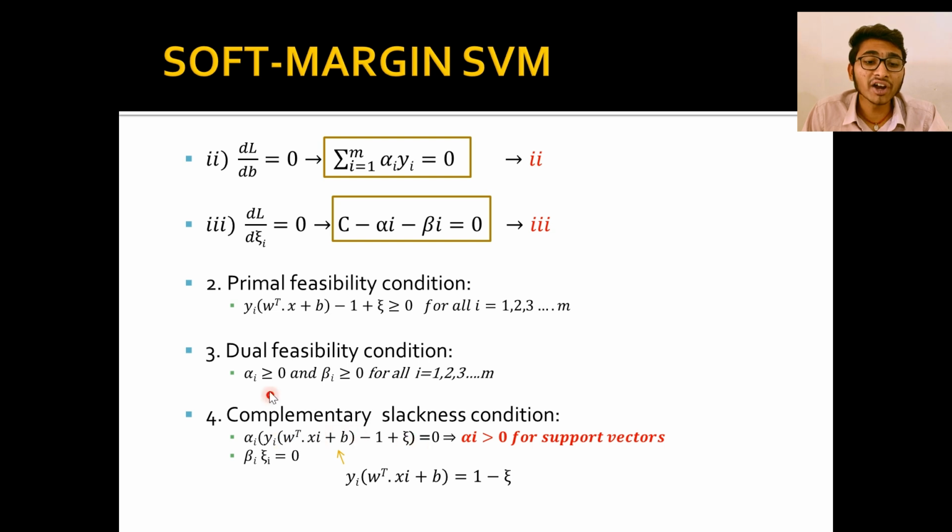And this would be 0, and we already know alpha a should be greater than or equal to 0. If both are 0, it doesn't make sense. What does it mean? For the support vectors, Lagrange multipliers are positive. I hope this is clear, guys. Remember this point: for the support vectors, Lagrange multipliers are positive.